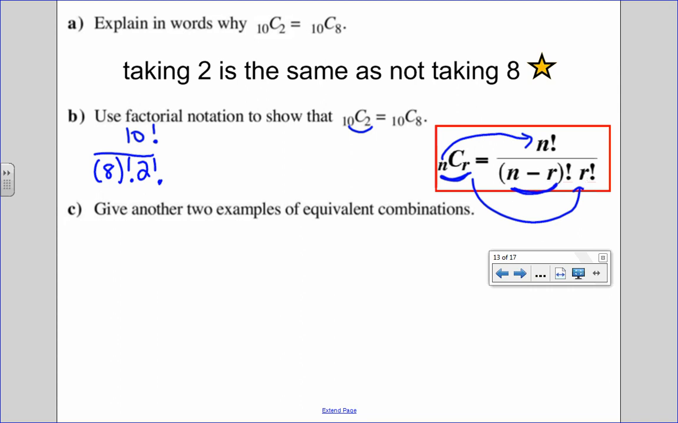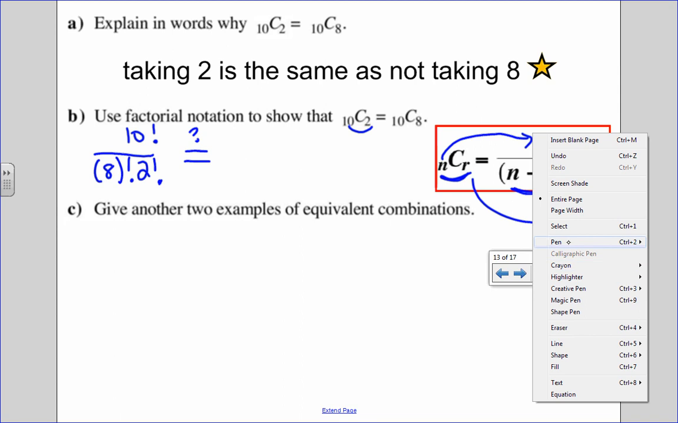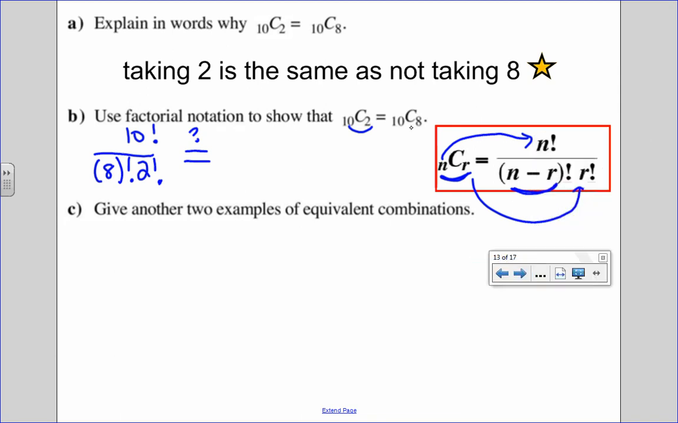So I want to see if that's the same as 10C8. So let me do that in a different color. Okay, so I do 10 factorial on top, and then I do 10 minus 8, which is 2 factorial, and then just the 8 factorial. And you guys can see, because multiplication is commutative on the bottom, 8 factorial times 2 factorial is the same as 2 factorial times 8 factorial. So you can see mathematically that those are the same.